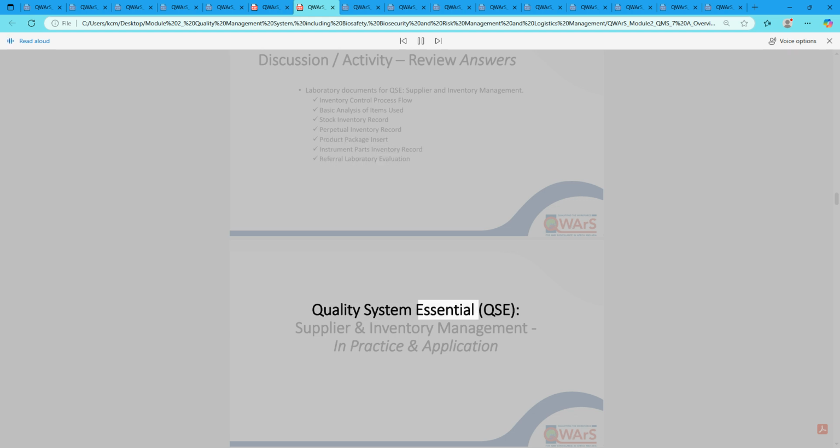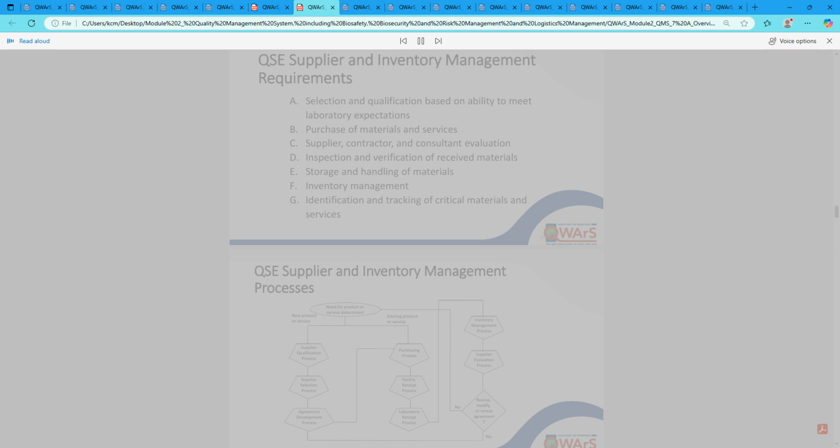Quality system essential, QC supplier and inventory management in practice and application. QC supplier and inventory management requirements: A. Selection and qualification based on ability to meet laboratory expectations. B. Purchase of materials and services. C. Supplier, contractor, and consultant evaluation. D. Inspection and verification of received materials. E. Storage and handling of materials. F. Inventory management. G. Identification and tracking of critical materials and services.